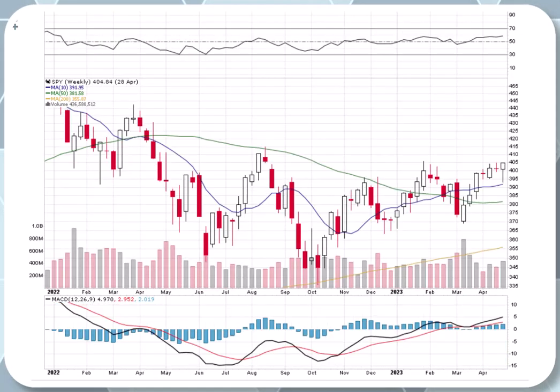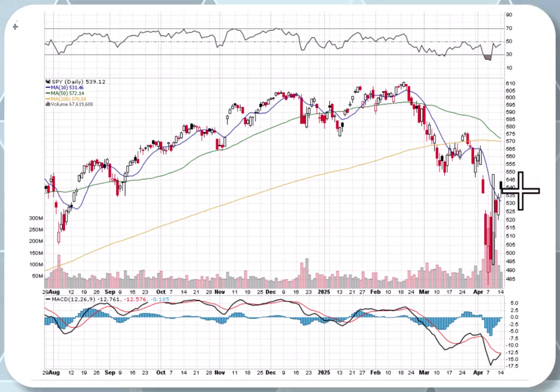Let's take a look at how we did today. You can see currently in the daily time frame we're in a bearish situation because the 10-day moving average is below the 50-day moving average. So we're kind of in a bearish situation. The only thing saving us is the 50-day moving average is above the 200-day moving average.